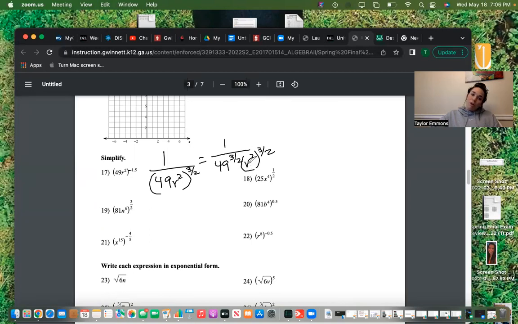So if I have r to the second, give me 1 second. My dog is driving me nuts.